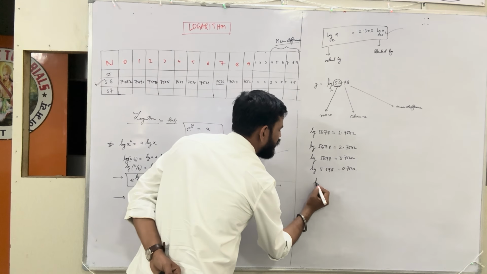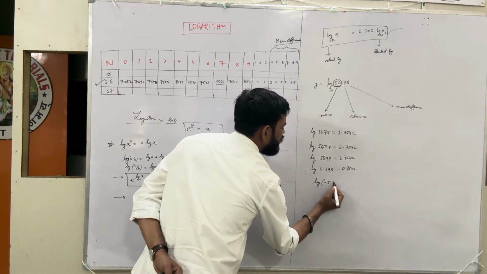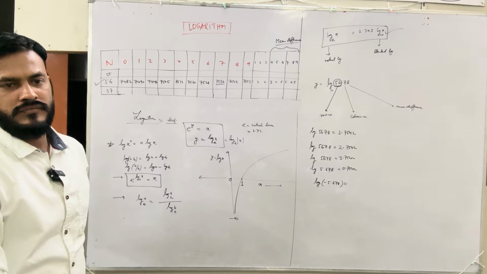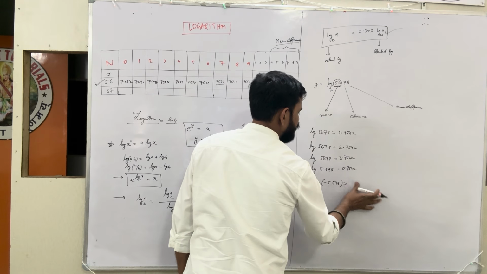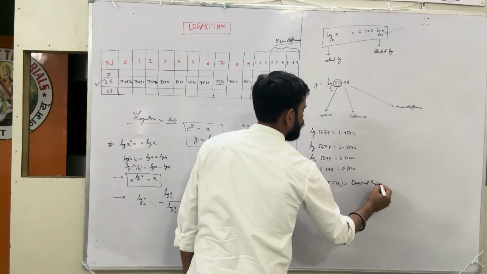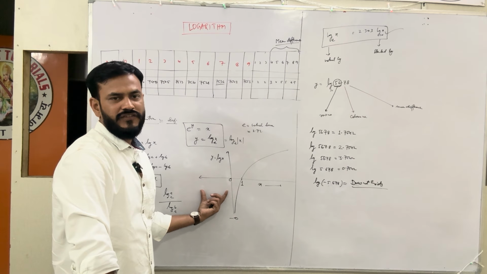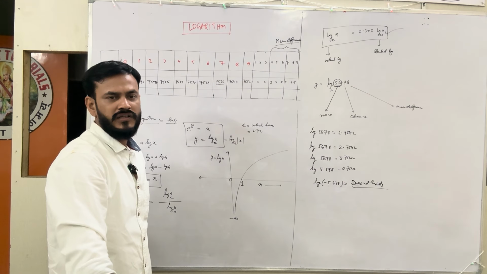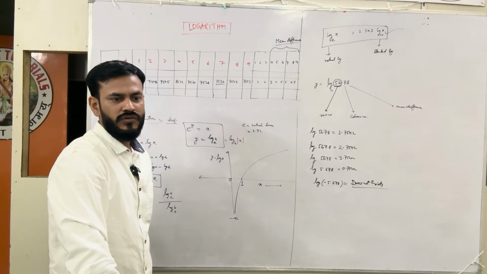Now if I ask you to find the log of minus 5.678, what will be the value? Excellent. It does not exist, because a log is not defined for negative arguments. So that is how you find the log of a given value. All right, any question? No?